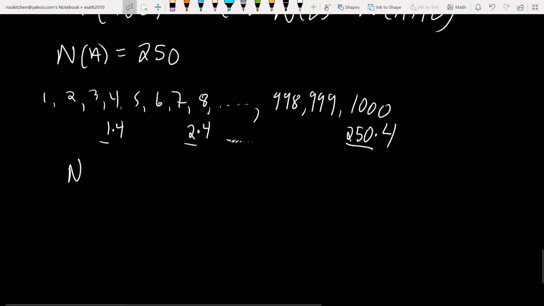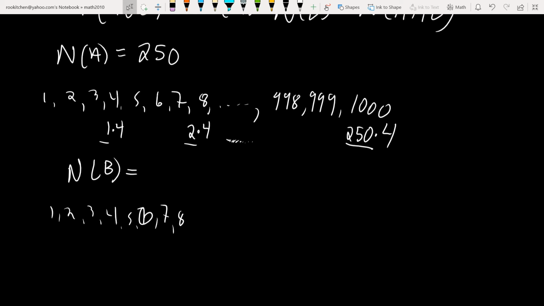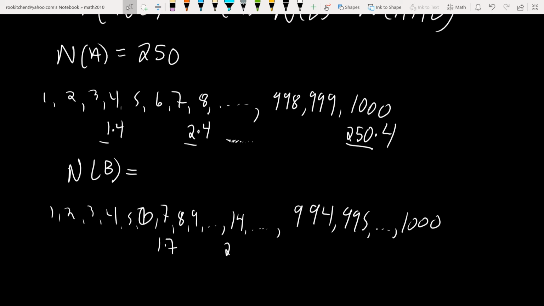Okay, then we need the number of things in B. These are multiples then of 7. So 1, 2, 3, 4, 5, 6, 7, 8. Okay, so the first one here, 1 times 7, and then here's 2 times 7, and so on. This guy is 142 times 7. So there's 1, 2, 3, all the way up to 142 of them.